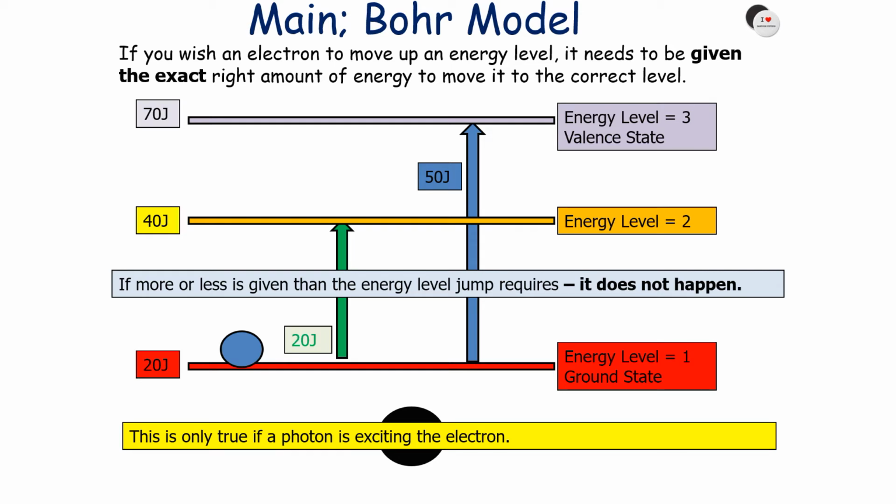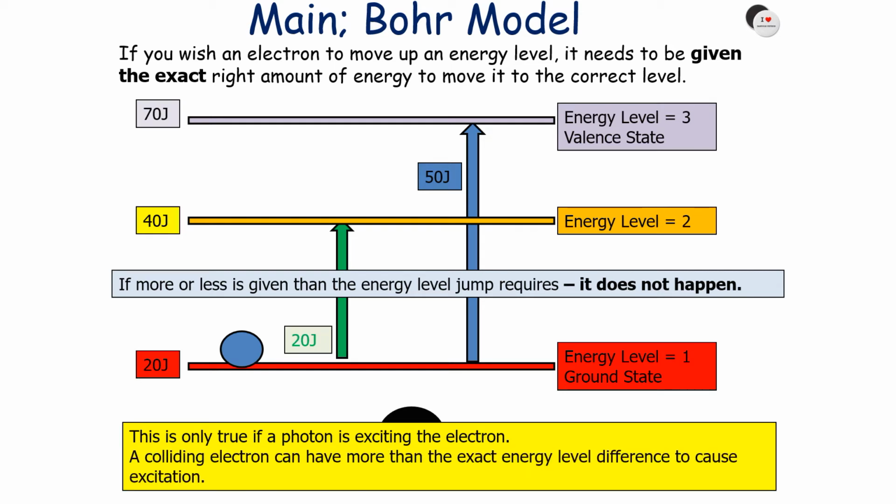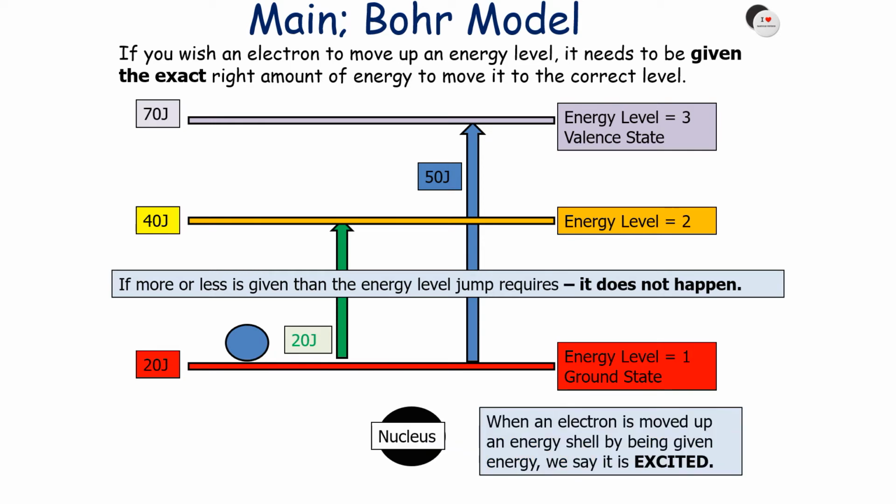Now just to clarify, this is only true if it's a photon which is exciting the electron. A colliding electron can actually have more than the exact energy level difference to cause this excitation. So it's just an important difference to know about. When an electron is moved up in energy level by being given energy, we say it's being excited. So the process of moving an electron up in energy level is called excitation.